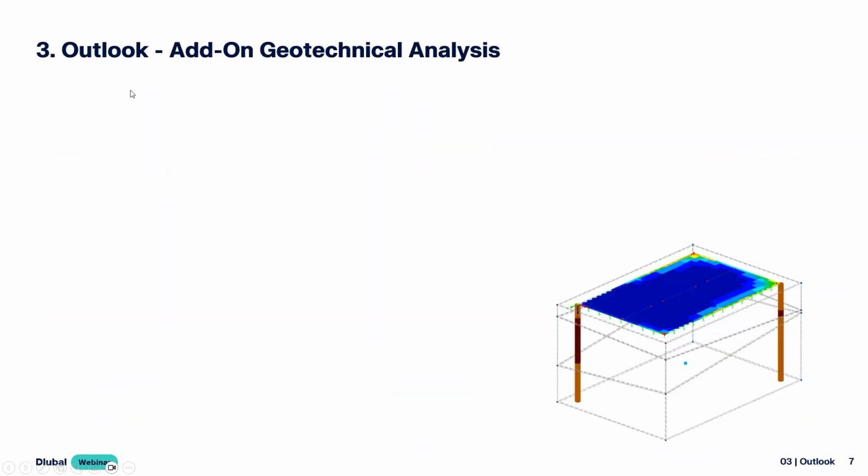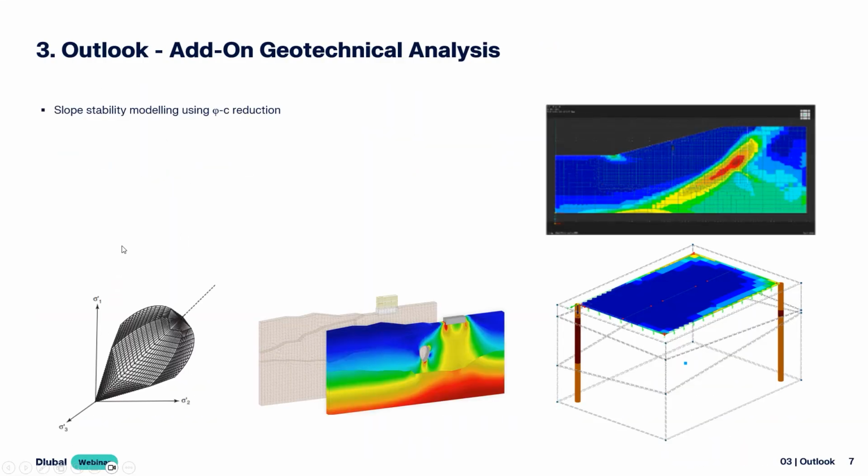We want to have the outlook, and these are the next development steps for our add-on geotechnical analysis. In the nearer future, we will release the slope stability analysis using the phi reduction, so we are able to analyze these situations, to check the slope stability. We are looking forward to providing this feature to you.